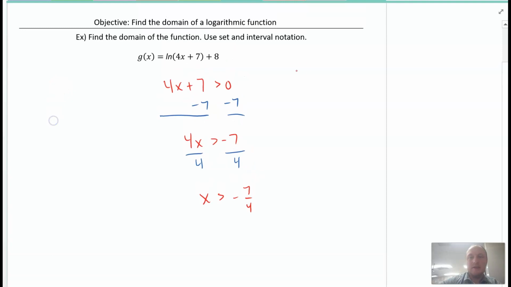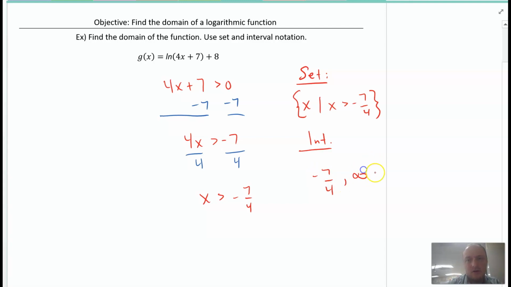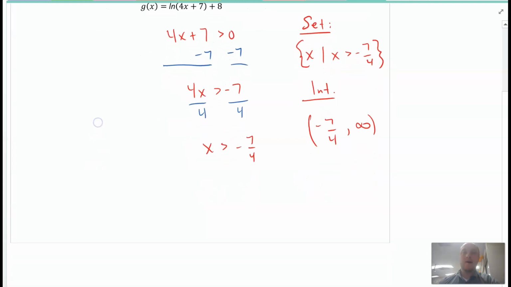Okay, so again, as set notation, this is x such that x is greater than negative 7/4. And then for interval notation, that would be negative 7/4 to infinity. And again, they're both parentheses, because I'm not equaling that value. That would produce an argument of 0. We don't want that.